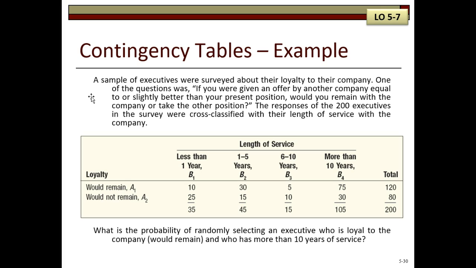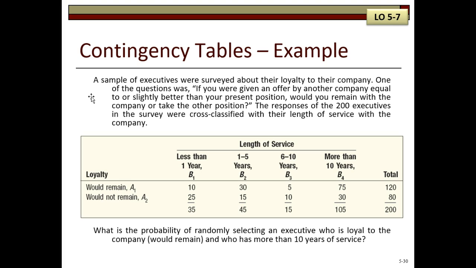For example, the cross-contingency table shown here classified the responses of 200 executives who were surveyed on the question of, if you were given an opportunity by another company equal to or slightly better than your current position, would you remain with the company or take the other position? The responses of the executives to this question were categorized by length of service.